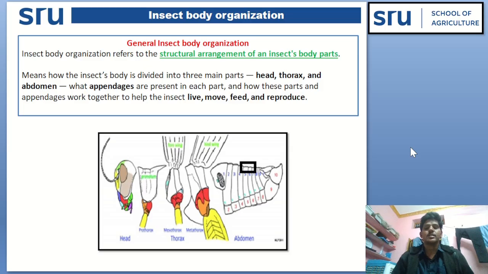So all these things we are discussing under general insect body organization. Simply, how the insect body is divided into three main parts, that is head, thorax and abdomen, and what appendages are present in each part, and how these parts and appendages are working together is the matter discussable under general insect body organization.